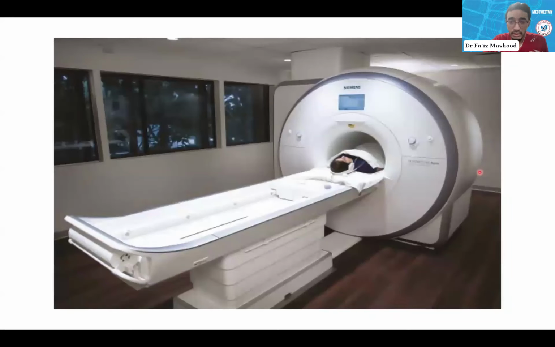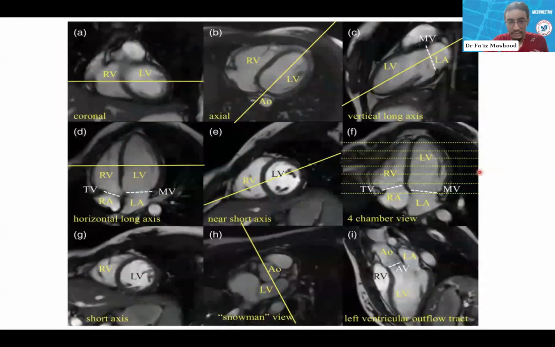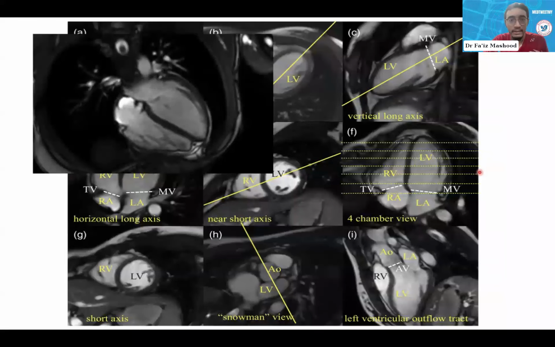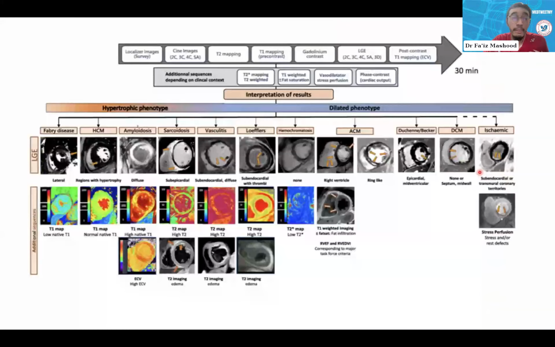Example of cardiac MRI machine, again a different brand with a slightly different structure. This is an example of cardiac MRI images. Here you can see the moving image and dilated LV and RV as well, with good ejection fraction. And this is the type of protocol available for cardiac MRI.